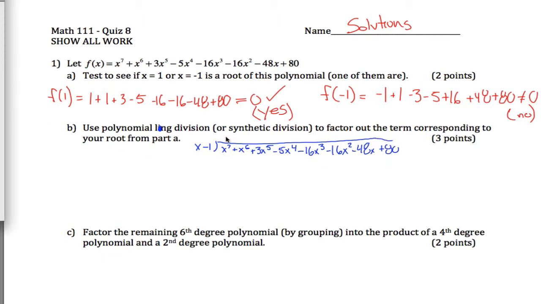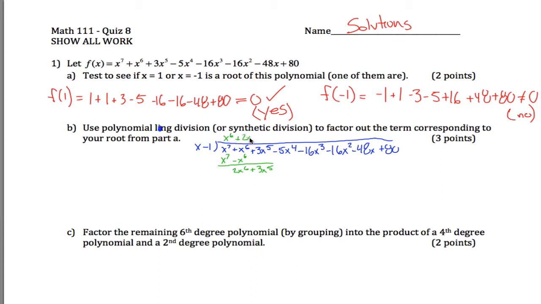To get rid of x to the 7th, I'd want an x to the 6th up here, because x to the 6th times x minus 1 gives me x to the 7th minus x to the 6th. Now if I subtract, x to the 6th minus negative x to the 6th leaves me with 2x to the 6th. To get rid of 2x to the 6th, I need 2x to the 5th up here, because that times x gives me 2x to the 6th, and that times negative 1 gives me negative 2x to the 5th. Again, I subtract. 3 minus negative 2 is the same as 3 plus 2, 5x to the 5th.